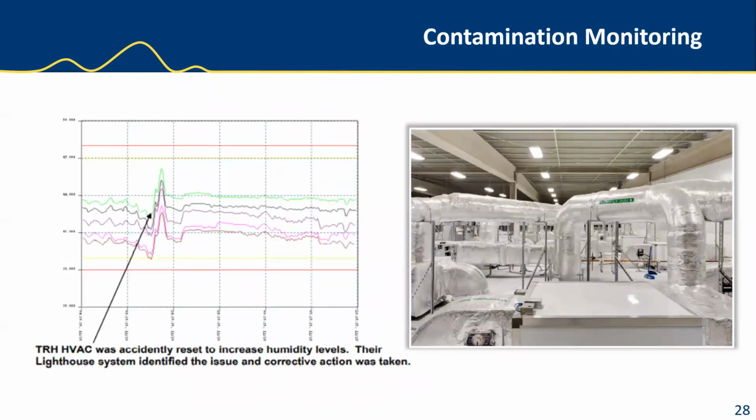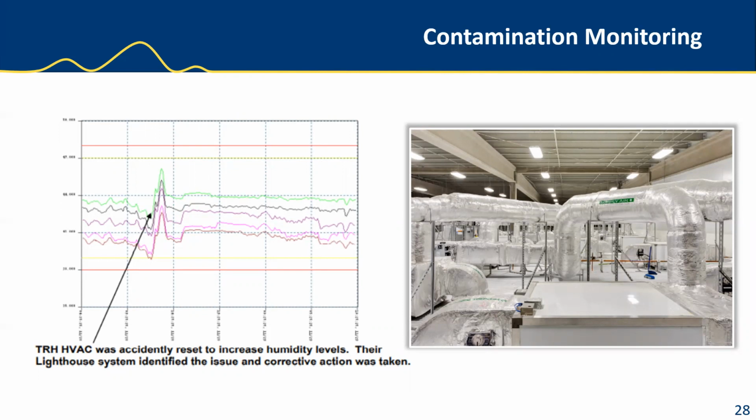Here in this example, we see that humidity levels were accidentally triggered to increase. Since the HVAC system is unable to monitor itself, the independent temperature and relative humidity sensors connected to the real-time monitoring system picked up the shift in humidity levels and notified the facility manager, who made the corrections quickly.